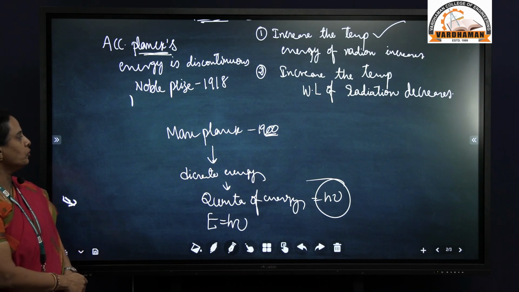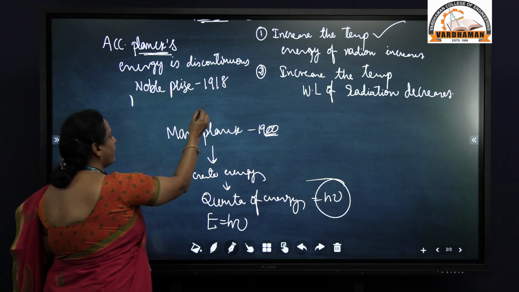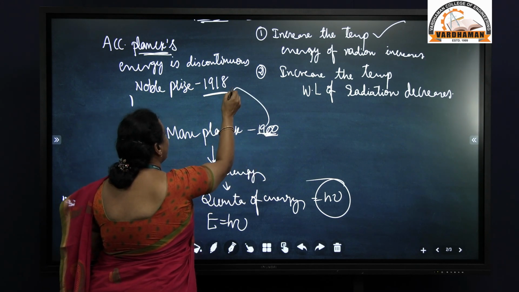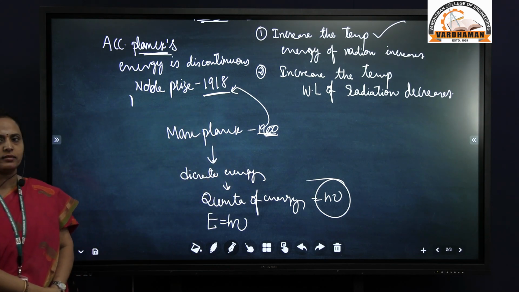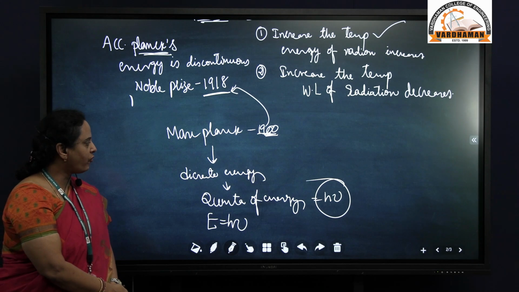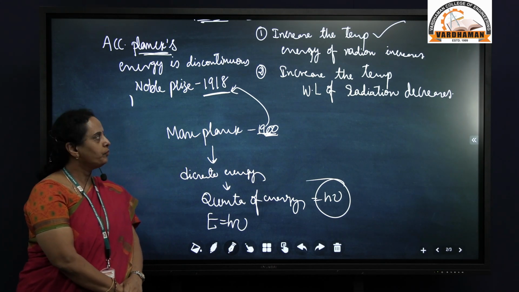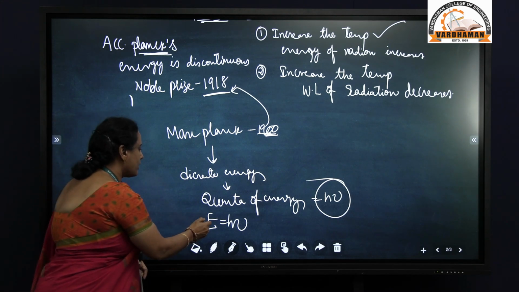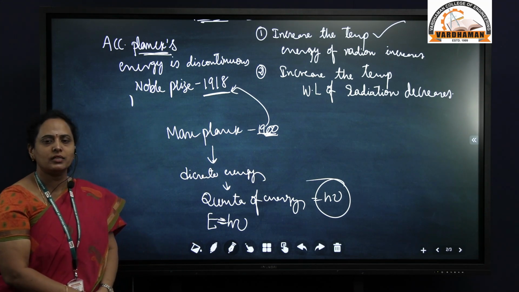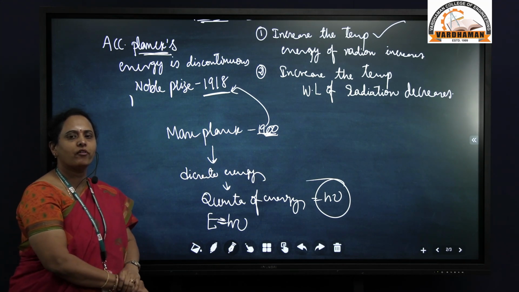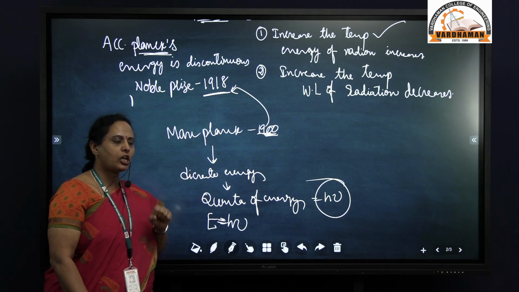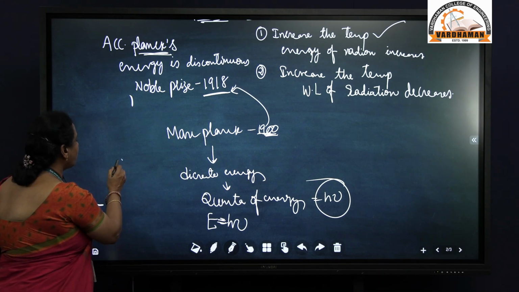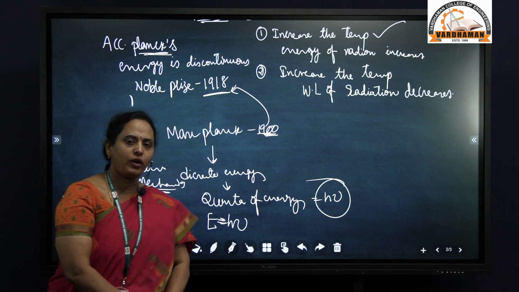E equals h nu. So started around 1900, and he got the Nobel Prize in 1918 for the work he did. The famous equation he gave is E equals h nu, and this is known as one quanta of energy. Based on this particular quanta, a new physics originated, and that physics is known as quantum mechanics.